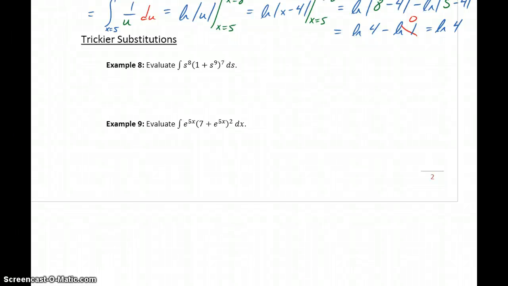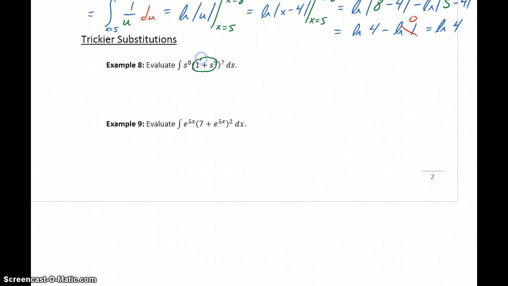In example 8 and example 9, we have two examples of trickier substitutions. The general process here is going to be identical, but these problems are going to be a little bit trickier because our substitutions aren't going to swap out quite as nicely. We're not going to have exact statements for exact statements, but we'll see that in a second. We'll start off the same way.